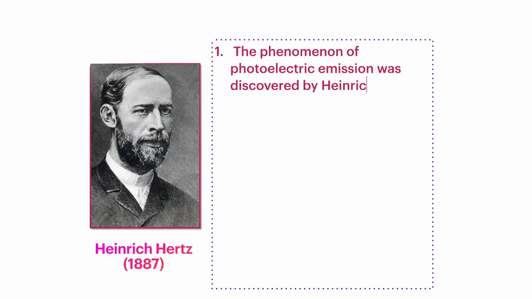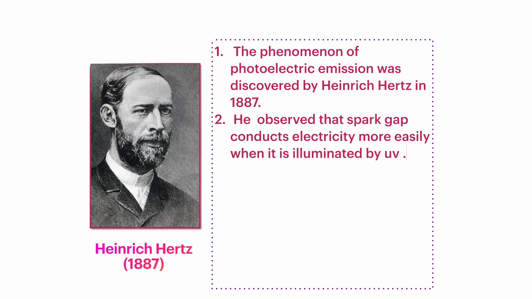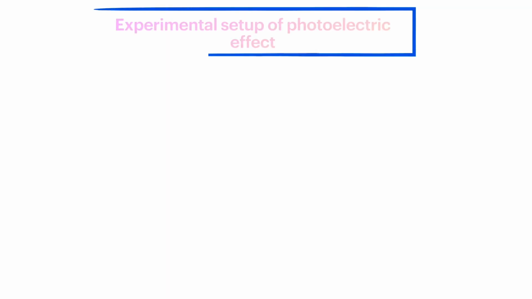So after Philipp, Heinrich Hertz came forward in 1887, and we are going to study his observation in detail. He observed that the spark gap conducts electricity more easily when it is illuminated by UV light, or ultraviolet radiation. The first systematic study was done by him. So we will see his experimental setup.